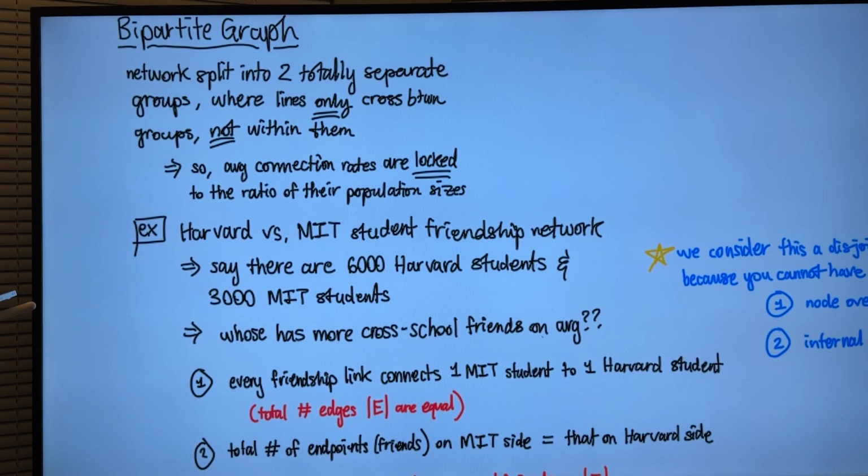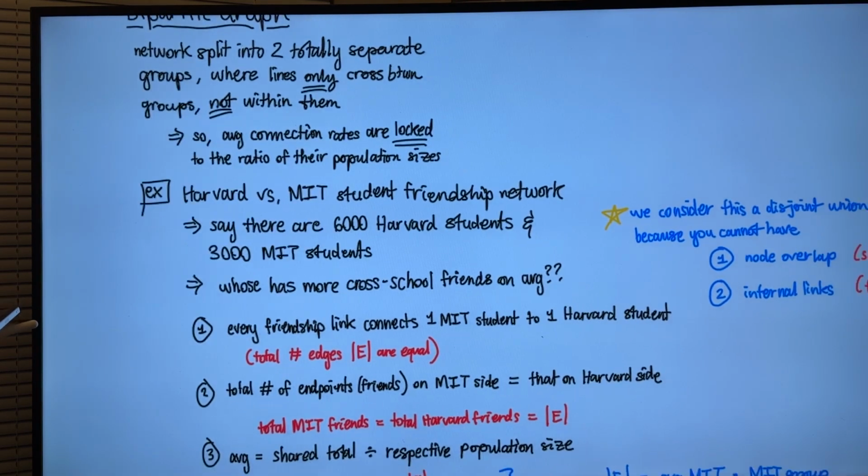So this is an example out of the lecture I was listening to. Suppose that you have a curiosity about the Harvard versus MIT student friendship network. Let's just ballpark it. Keep the numbers simple for this example, because we do not want to do any crazy division right now. Let's say you have 6,000 Harvard students and 3,000 MIT students. Who has more cross-school friends on average?